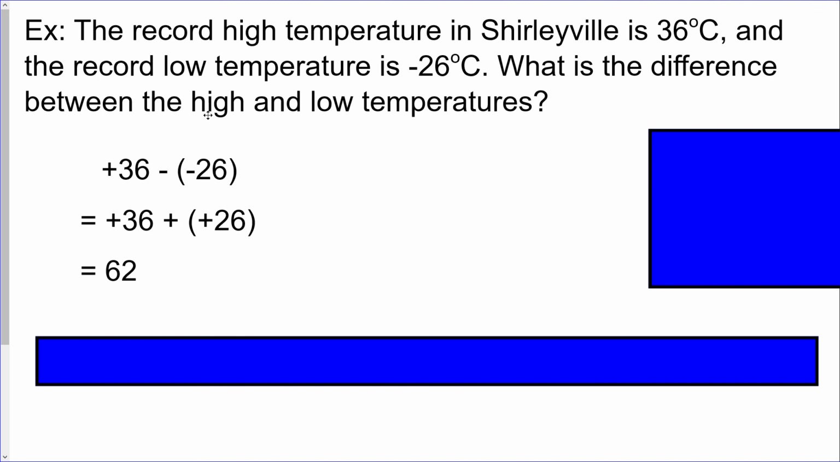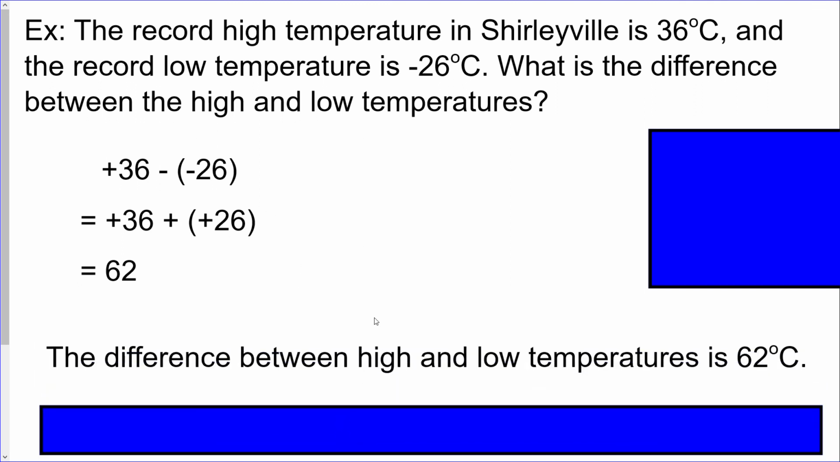That's like your range. Okay, and then we'll just finish that off with a great, wonderful finishing sentence. I'm really pumped about that one. So the difference between high and low temperatures is 62 degrees Celsius. Okay, so that's just a real world example where this could happen. It happens all across Canada. They make calculations like this one.